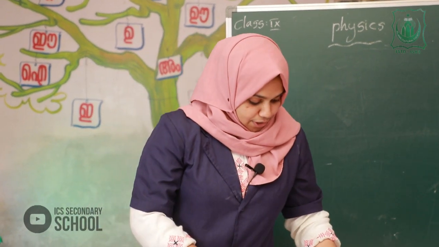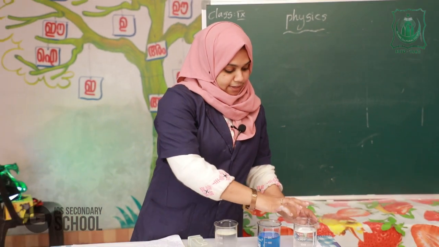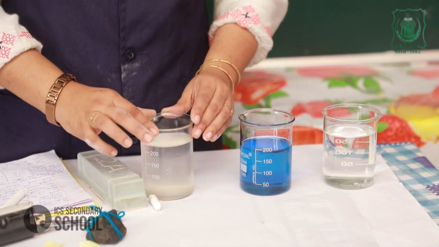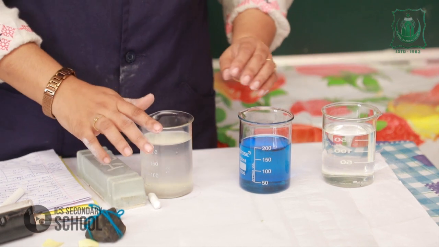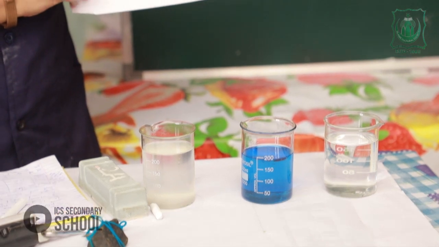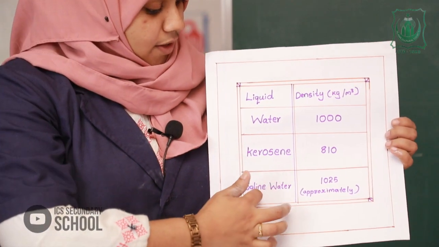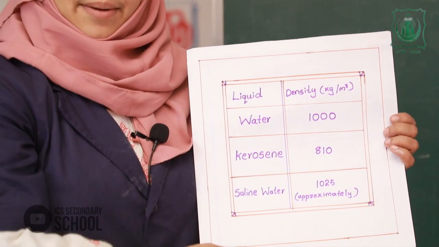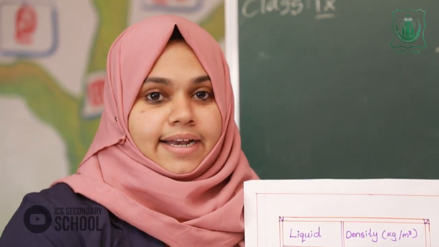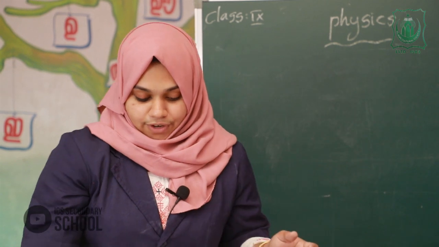Before that, do you know which one has more density: saline water, kerosene or water? What is meant by saline water? Saline water is salt water. Which one has more density? Yes, we learned this last year. So all of you look here. From this we can understand that saline water has more density because it has 1025 kilogram per meter cube, approximately. Saline water has more density and kerosene has less density compared to water. Okay, all of you understand this?